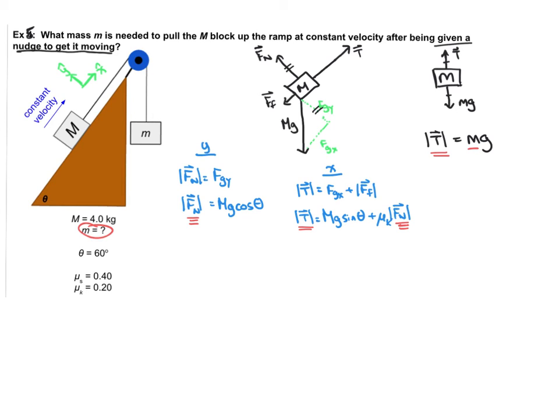Running out of colors here. This might look a little ugly. I'm going to use yellow here. So the normal force equals, calculate this out, 4 times 9.8 times cosine 60. Cosine 60 is nice. That's equal to a half. So that's going to be 19.6 newtons. Take that, substitute it in my second equation right there.